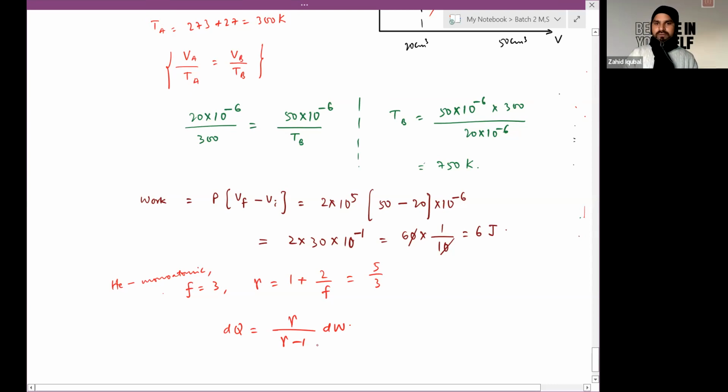Shravya, just put the value of work done to be 6 joule and simplify it. Good, Samaira. Good, Shravya.